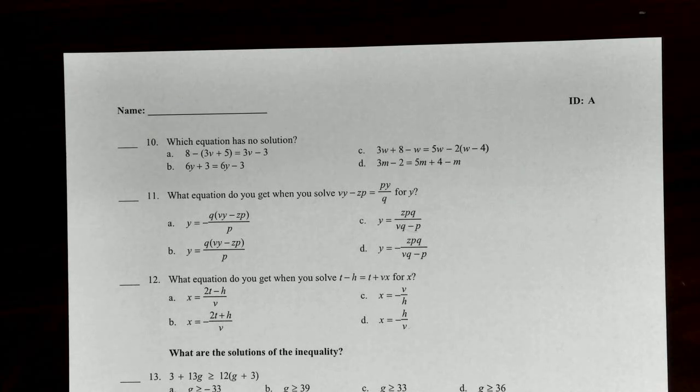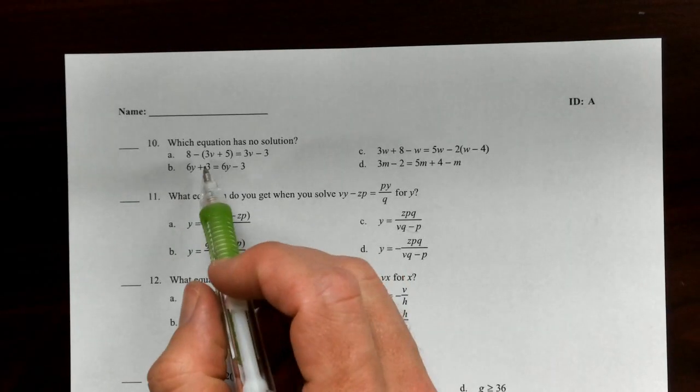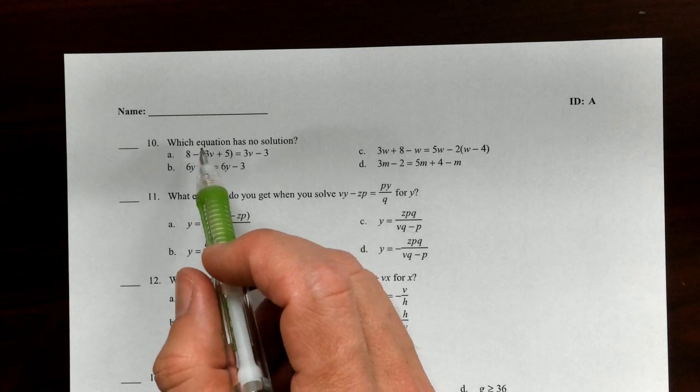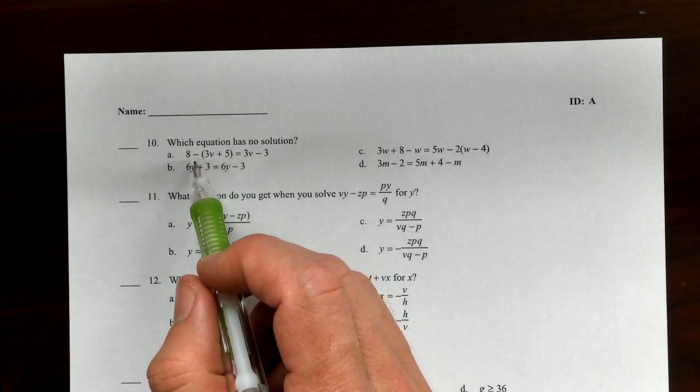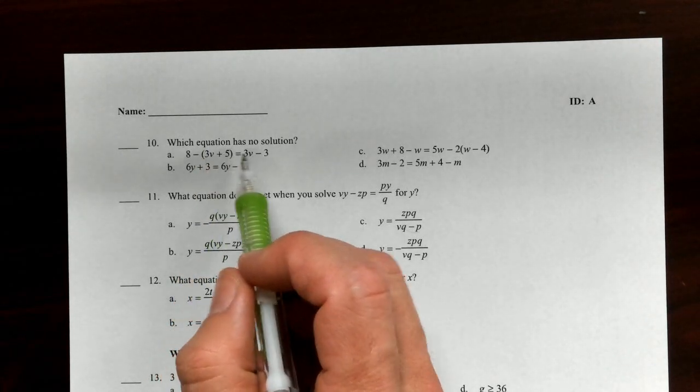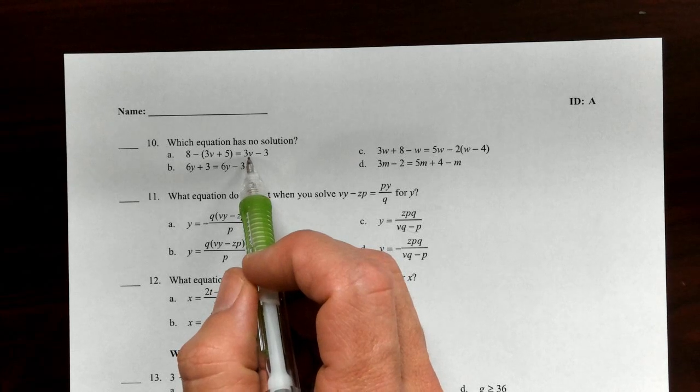Exactly, the variable has to cancel out. Okay, so you're looking at the answer choices, and I need to have the same variable on both sides, right? So on this A, I've got a negative 3v. On the right side, I've got a positive 3v. Those are not the same.